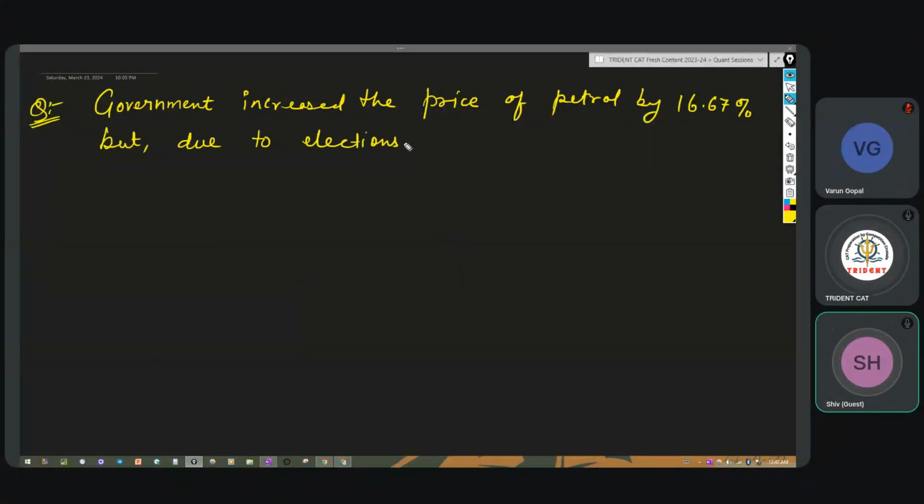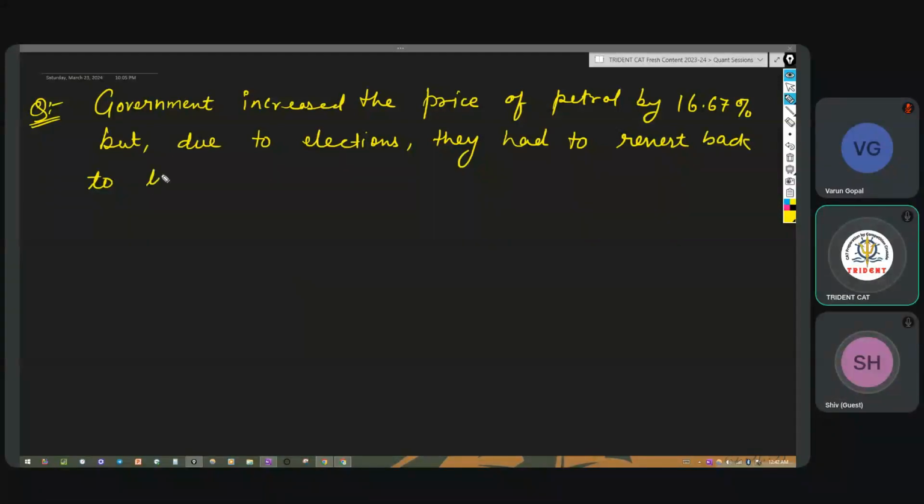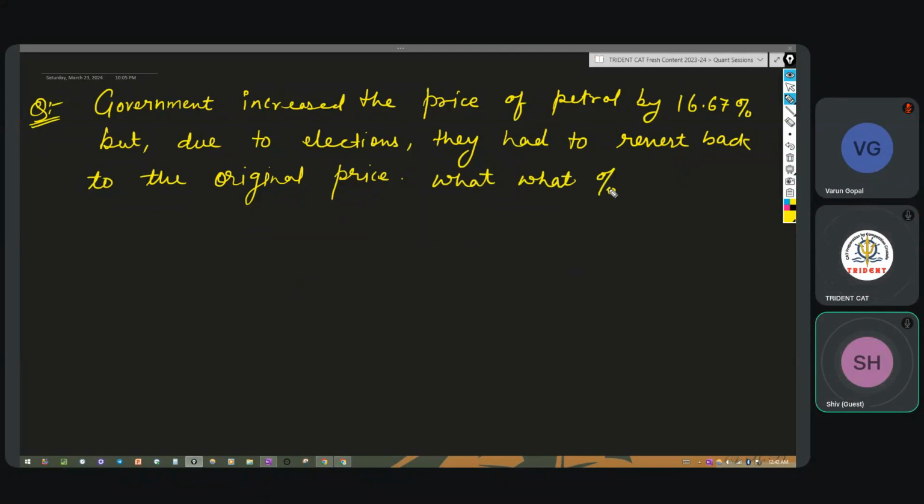But due to elections, the Lok Sabha election, they had to revert back to the original price. By what percentage should they revert now? This is again coming from the same idea of percentage offsets.